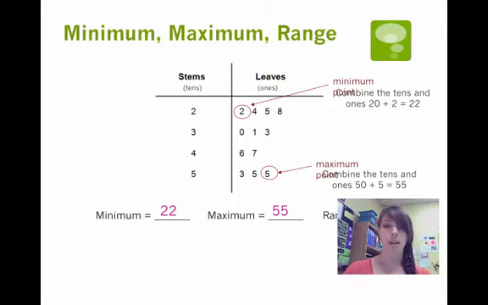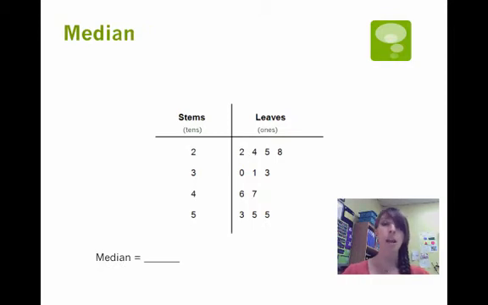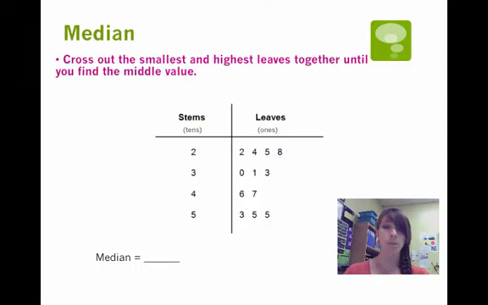Okay. And you don't have to copy all this out. You can if you want to, if it helps you out. I just want you to get a brief overview. Now, some of you are probably already thinking, this is going to be fantastic when we try to find the median as well. You're absolutely right, because again, these numbers are all totally in order. So all you have to do is just cross out the smallest and highest leaves, and you only have to worry about the leaves. Don't even worry about the stems until you find the middle value.